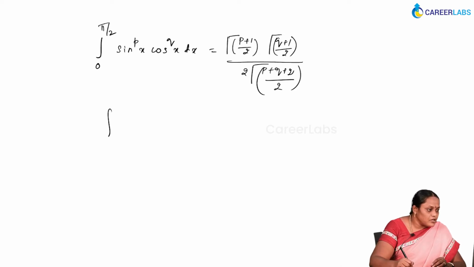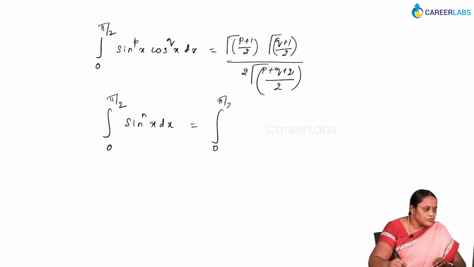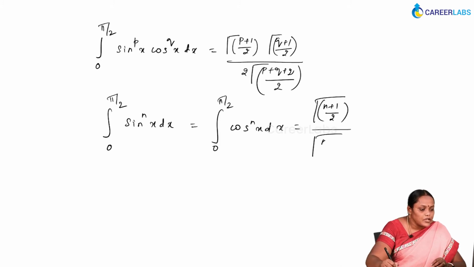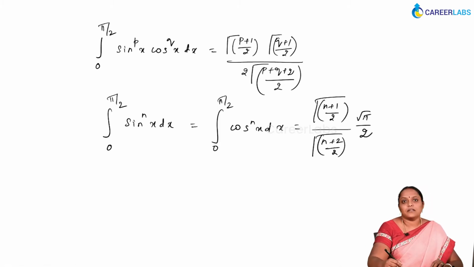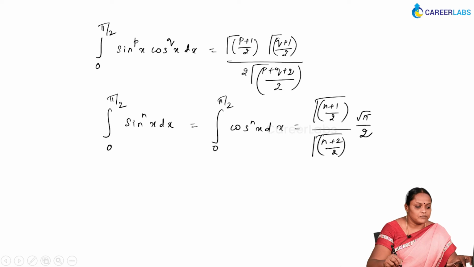Same way, if you want to evaluate integral 0 to pi by 2 sin to the power n x dx or integral 0 to pi by 2 cos to the power n x dx, this is nothing but gamma of (n plus 1) by 2 divided by gamma of (n plus 2) divided by 2, into square root of pi divided by 2. So these are the results that you are supposed to remember. In some cases you will be arriving at these types of things, so you are supposed to remember them.